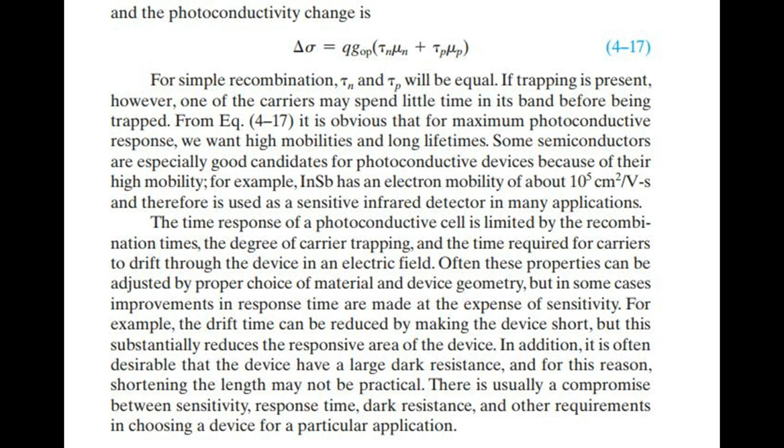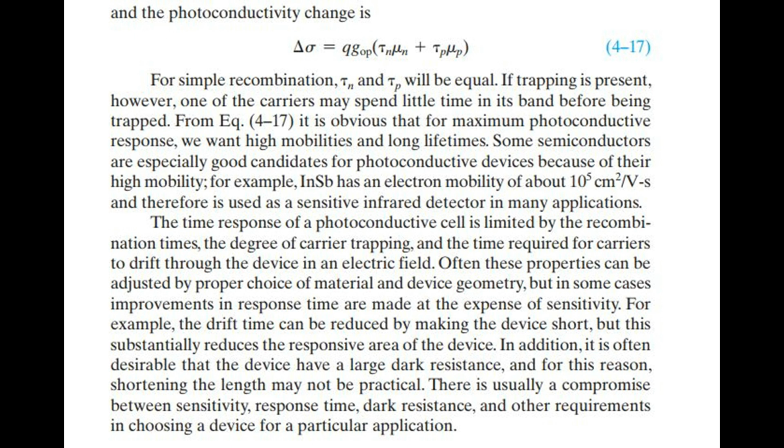Some semiconductors are especially good candidates for photoconductive devices because of their high mobility. For example, indium antimonide has an electron mobility of about 500,000 cm² per volt-second and therefore is used as a sensitive infrared detector in many applications.